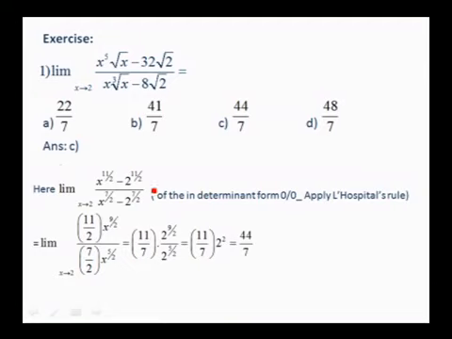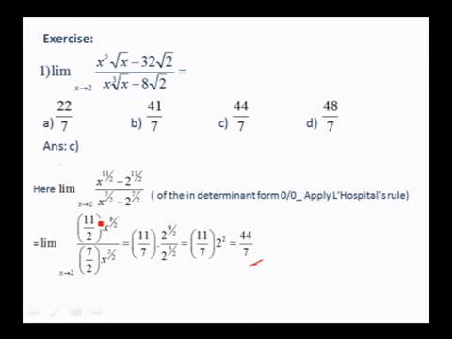Differentiate the numerator separately. So, 11 by 2 into x to the power of 9 by 2 minus 0, 7 by 2 into x to the power of 5 by 2 minus 0. So, that is 11 by 7 into 2 to the power of 9 by 2, allow x to tend to 2, over 2 to the power of 5 by 2. So, 11 by 7, 2 square, 44 by 7 is the answer.